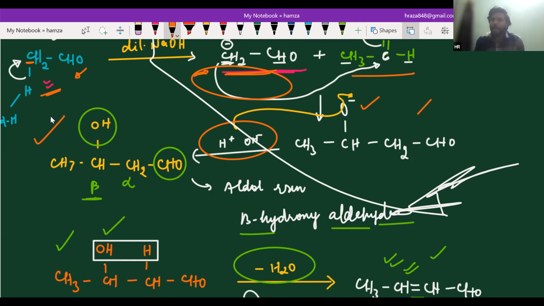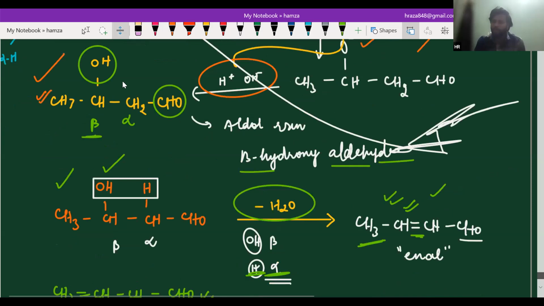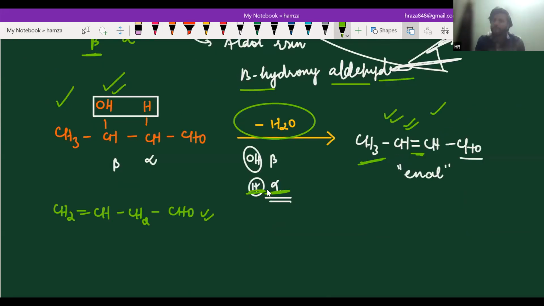And if you want to write the aldol condensation after forming this beta hydroxyaldehyde or aldol, you are going to remove water. And how you are going to remove water? OH will be on beta, and from where the next hydrogen you are going to remove is from alpha. Always do this, you will get the major product directly. Are you getting my point? Yes, sir. Very good.